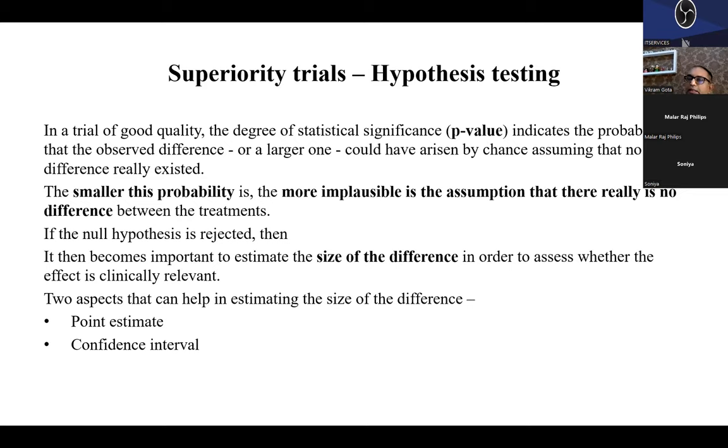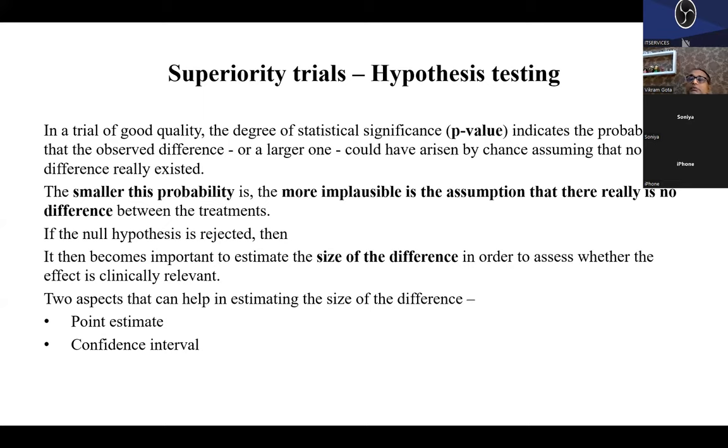What you're actually meaning is, I am willing to accept a 5% chance of a false positive error. Which means there is actually no difference between the two treatments, but I'm concluding that there is a difference between the treatments. So in actuality, A is equal to B, but in the trial, we're concluding that B is greater than A, or B is better than A.